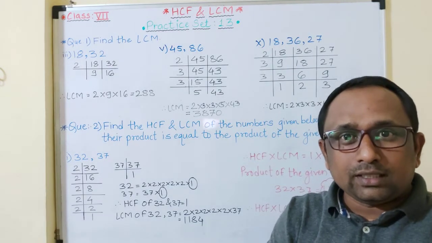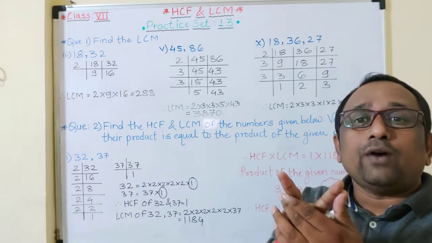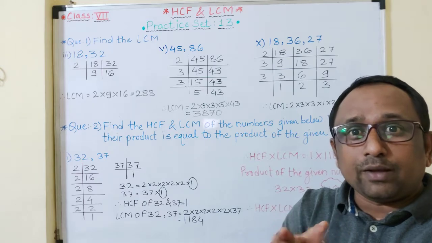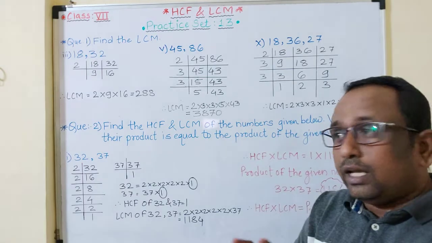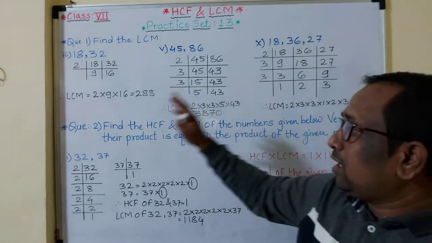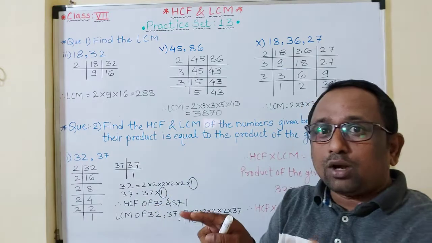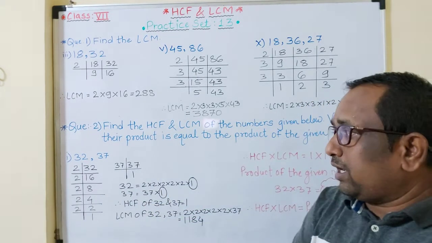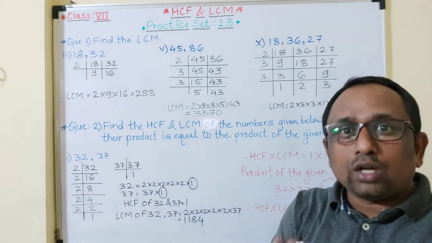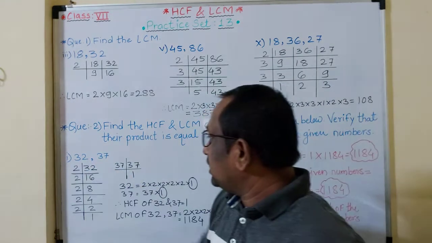First we have to find the HCF and LCM. Okay. Then we have to find the product, means we have to multiply HCF and LCM. Okay. And then it is equal to the product of the given numbers, and then again the given numbers, so here 32 and 37, that products we have to verify whether equal or not equal. Let's see here. Okay. 32 and 37.